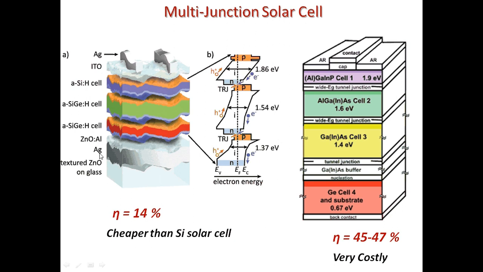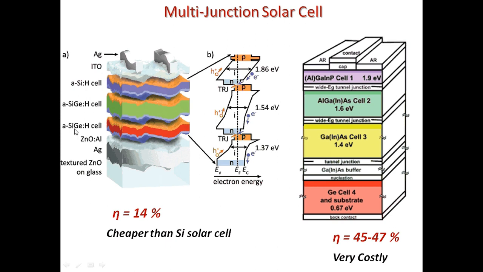Similarly, in silicon solar cells the scenario is similar, where you use three different junctions. One is amorphous hydrogenated silicon. Then we have amorphous silicon germanium, hydrogenated, where silicon and germanium are added together and hydrogenated, which will give me a band gap of 1.54.